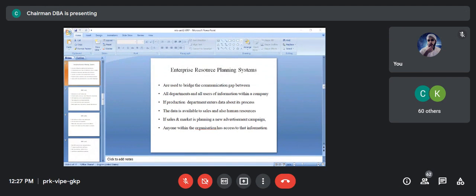Now let us see, how do we define ERP? ERP is a set of integrated programs. So there are many smaller programs. They are now culminated into one large program for the organization, which cuts across levels and cuts across functional boundaries.